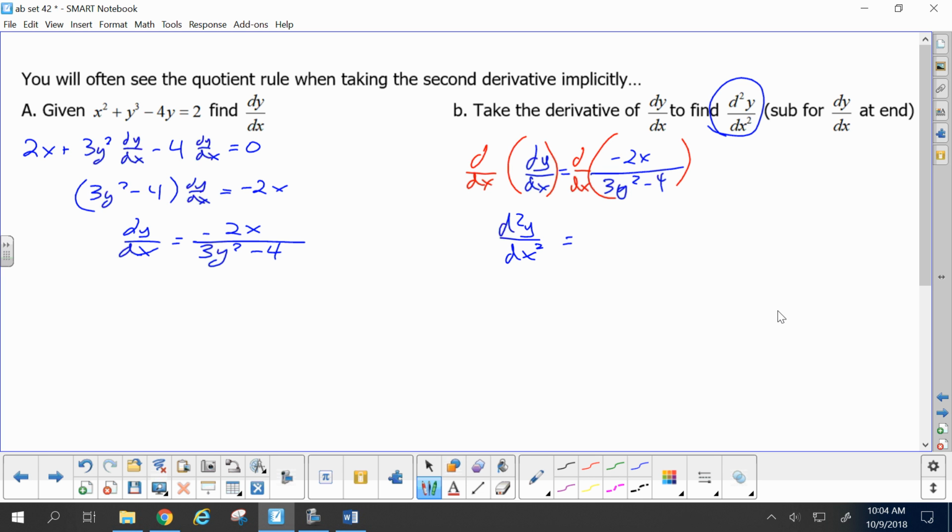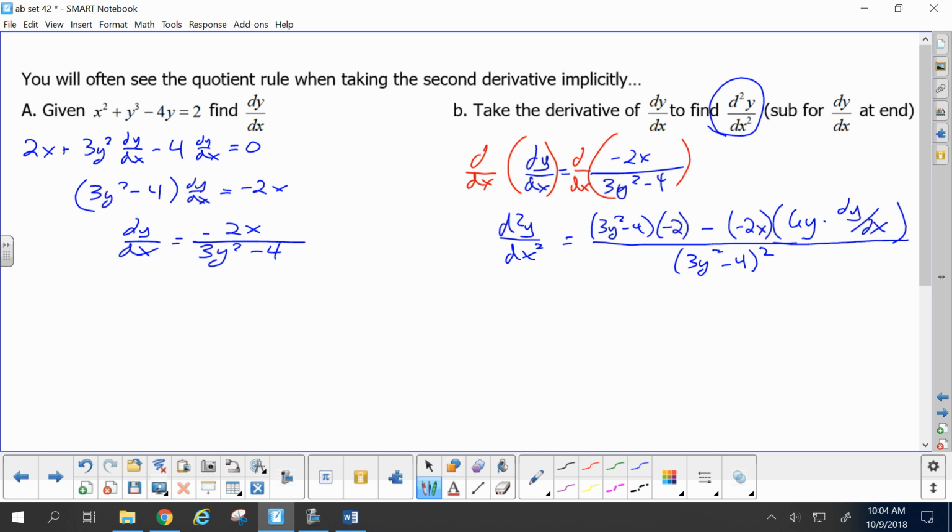Here we go. We have a quotient on the right side, yes? Low is 3y squared minus 4. D high, what's the derivative of negative 2x? Negative 2, yes? Minus high, negative 2x. Here's the gotcha part. D low: 6y dy dx. Over the square of what's below.